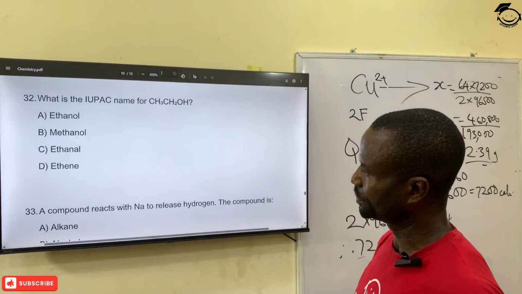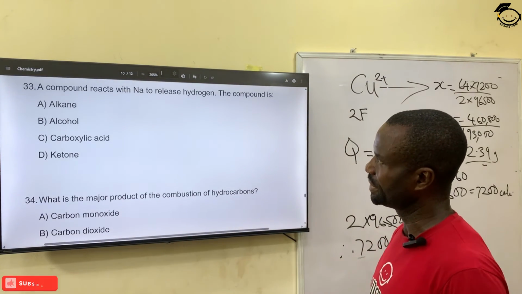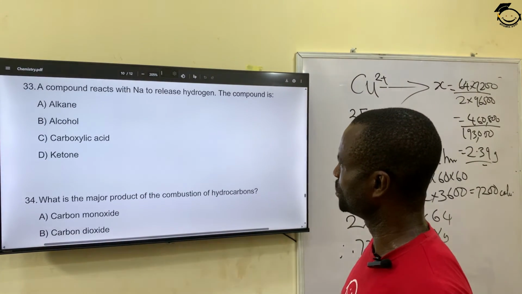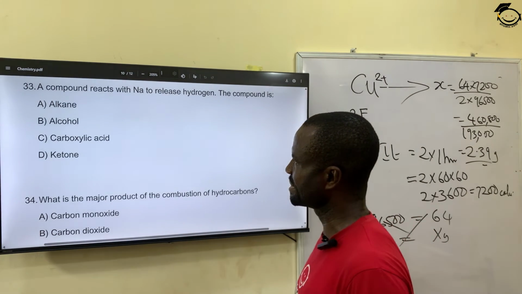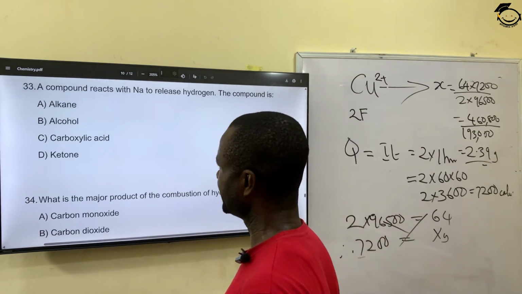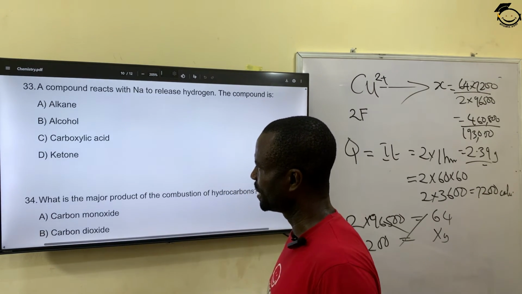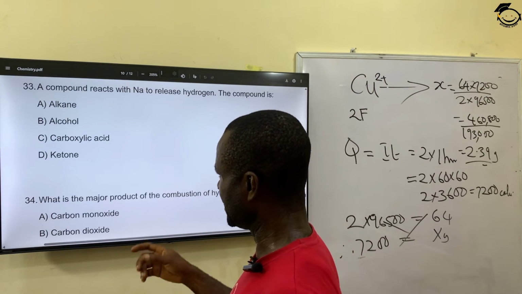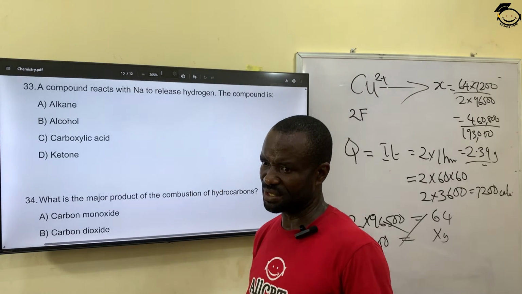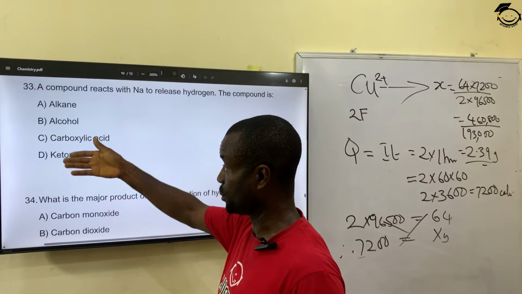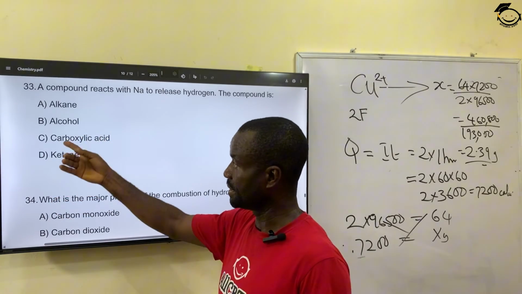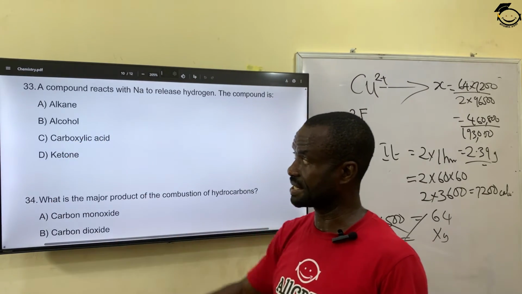All right. Number 33. A compound reacts with sodium to release hydrogen. The compound is A, alkane, B, alcohol, C, carboxylic acid, D, ketone. The characteristic of every acid is that when they react with a metal, they release hydrogen. So the only acid here, though weak, organic, is carboxylic acid. So the correct answer is C.